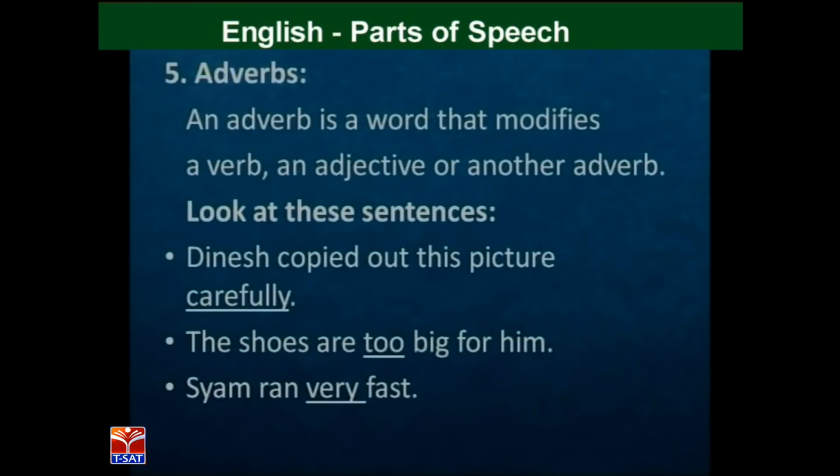What's that adjective? Big. Now, look at the third sentence. Shyam ran very fast. Who ran fast? Shyam. What did he do? He ran fast, very fast. So, the underlined word very is an adverb that adds some more meaning to another adverb, fast. Shyam ran. How did he run? Fast. How fast? Very fast.